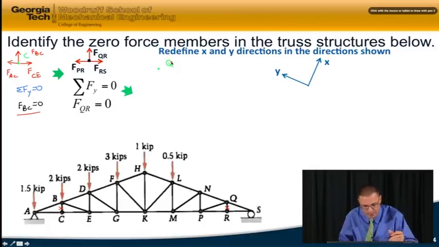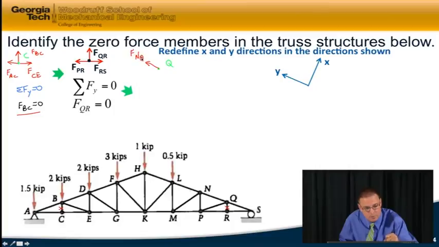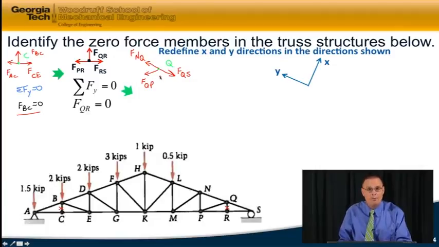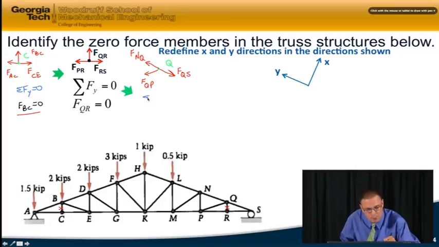And I've got my free body diagram. I've got FNQ. I've got FQS. And I don't have to put in FQR because it's 0. All I have is FQP. And you can see now, by summing forces in my newly defined direction for x, only the x component of FQP is in that direction, so FQP itself must be equal to 0. So if I sum forces in my newly defined x direction, I get FQP equals 0.